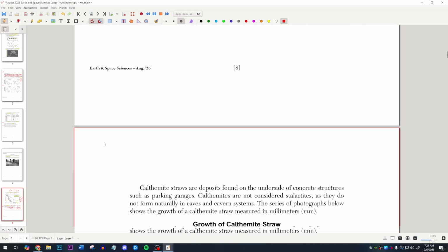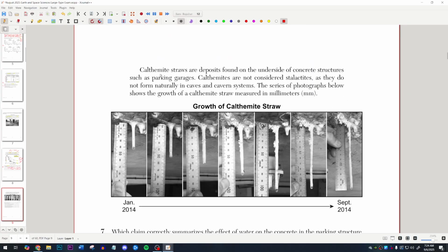All right. Calthemite straws are deposits found on the underside of concrete structures such as parking garages. I don't know if I said that right, but that's what I'm going to pronounce it. Calthemites are not considered stalactites as they do not form naturally in cave and cavern systems. The series of photographs below shows the growth of these straws measured in millimeters.